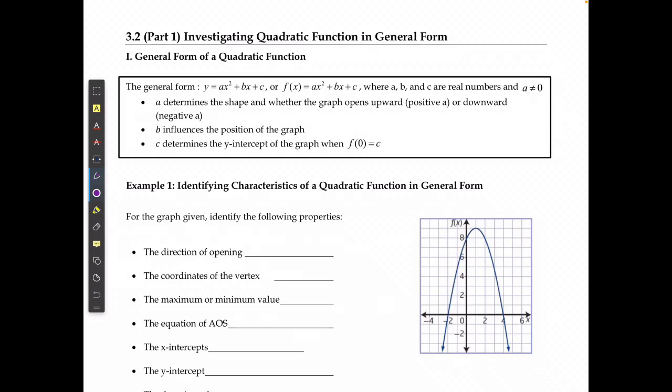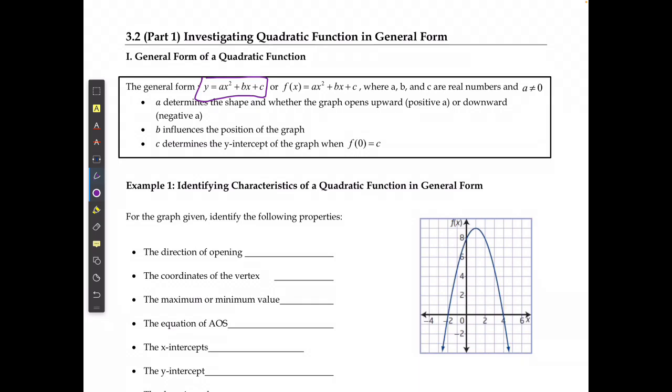Okay, for this lesson we're going to take a look at quadratic functions in general form. So we've already done the vertex or standard form. The general form is going to be y is equal to ax squared plus bx plus c. A, just like with our vertex form, determines if it opens up or down and is also going to affect the vertical stretch. The b is going to influence the position of the graph, moving it up to the right, up to the left, down to the left, or down to the right.